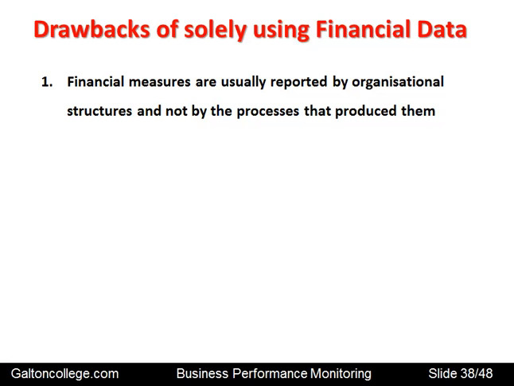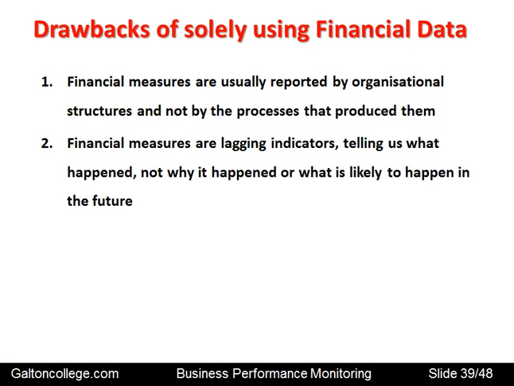It could be looking at the output of the departments, the effectiveness of the departments in terms of market share or market penetration or whatever. Financial measures are lagging indicators. They tell us what's happened. They don't tell us why it happened or what's likely to happen in the future. So financial measures are in the past.